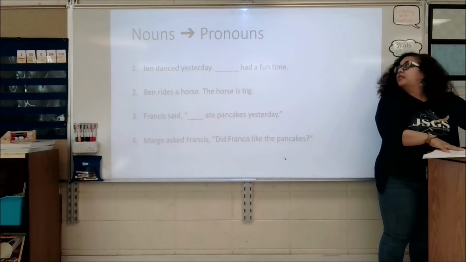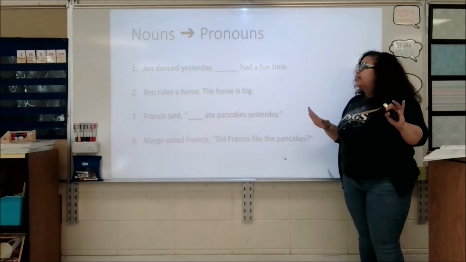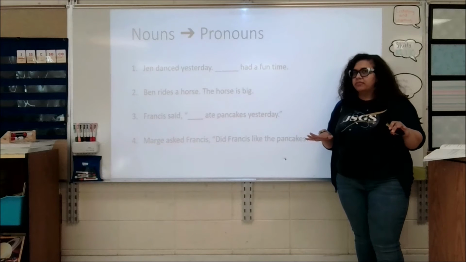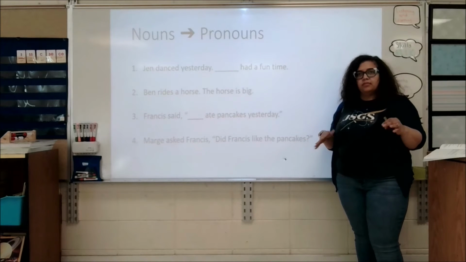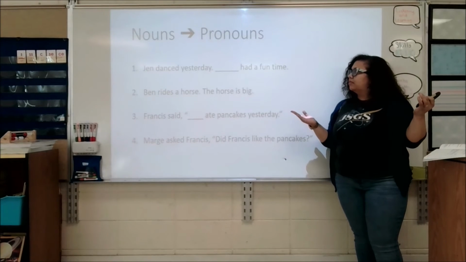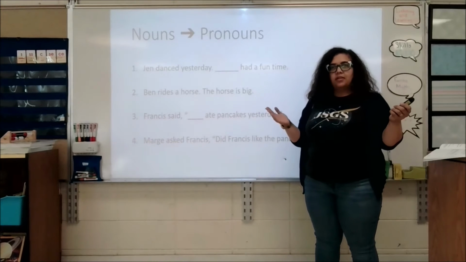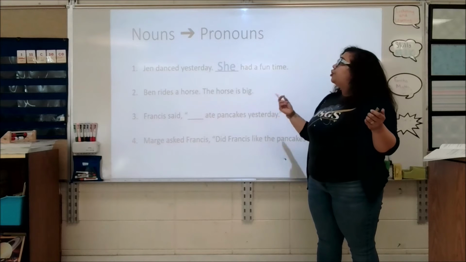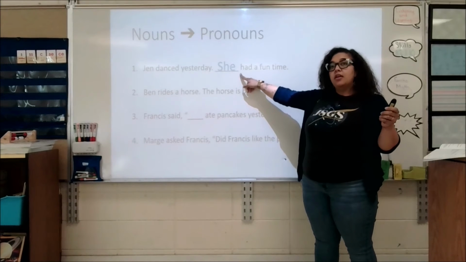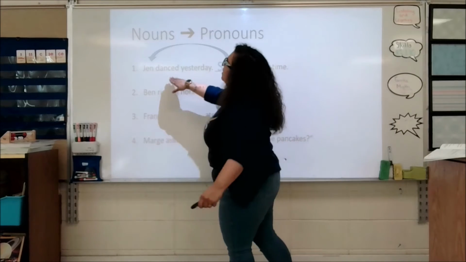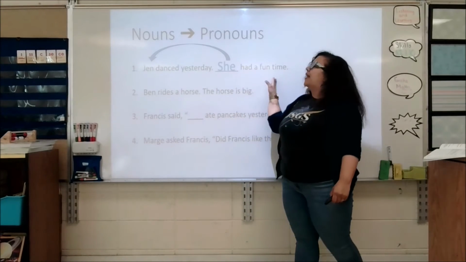Okay, so my first sentence says, Jen danced yesterday. Blank had a fun time. Well, who had a fun time? Oh, she. She had a fun time. And who is she? She is Jen. So we could have written, Jen danced yesterday. Jen had a fun time.